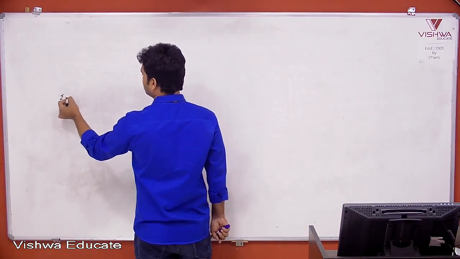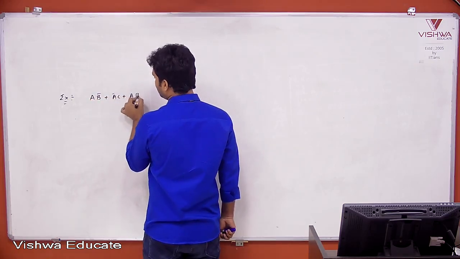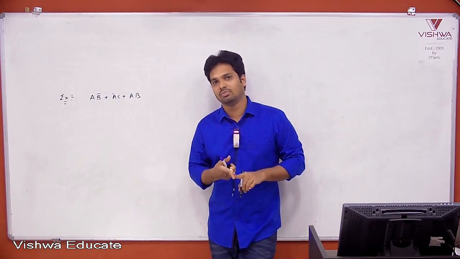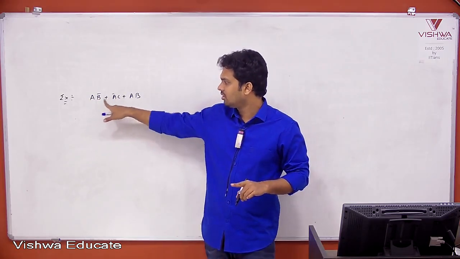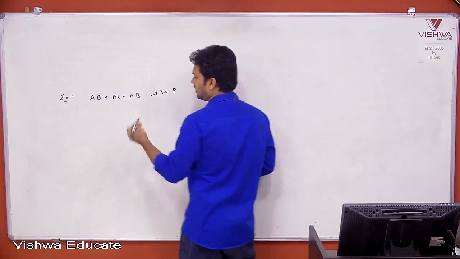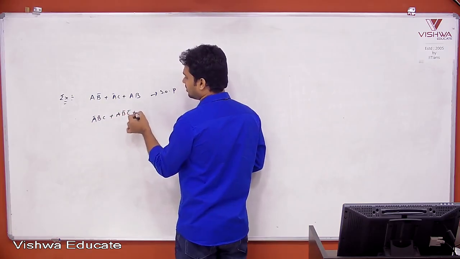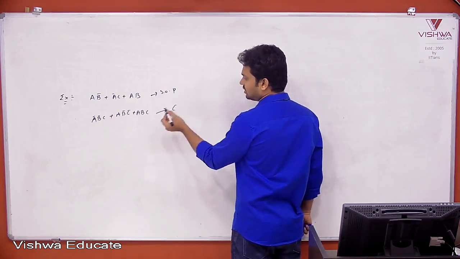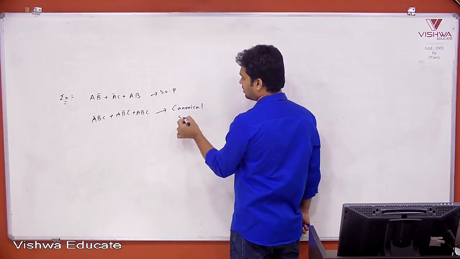For example, I have A B bar, A bar C, A B. Some function is there, randomly I have taken. Generally here A, B, C, it is a 3 variable function. Yes or no? A, B, C 3 variable function. But in this, it is a sum of product terms. I can say it is a SOP. Say another function, A bar B bar C, A B bar C bar, A B C. For example, this function is there. We call this also sum of product terms only. We call it canonical SOP.